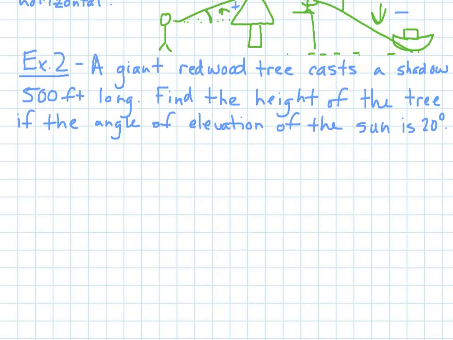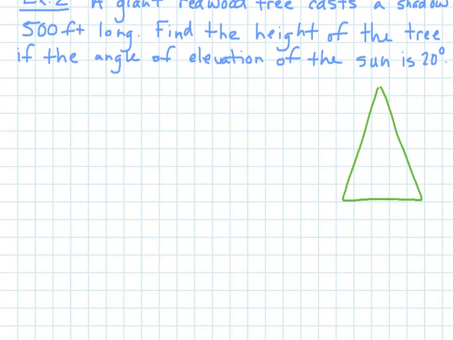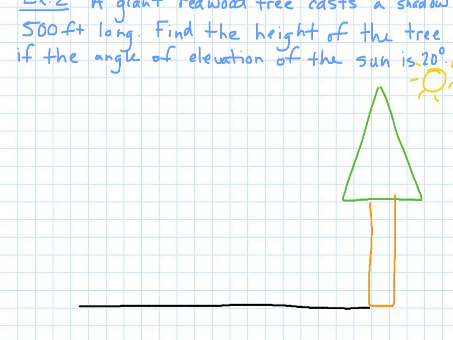So example 2, a giant redwood tree casts a shadow of 500 feet long. Find the height of the tree if the angle of elevation of the sun is 20 degrees. Okay, so I always like to draw pictures because it makes it easier to understand what's going on. So giant redwood, and I know this is not to scale, nor are the colors, but whatevs. So you have this giant redwood, and the sun is up here, just chilling. Okay, and it casts a shadow that is 500 feet long.